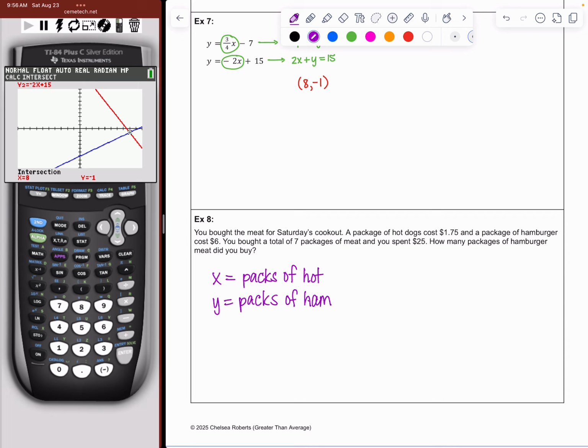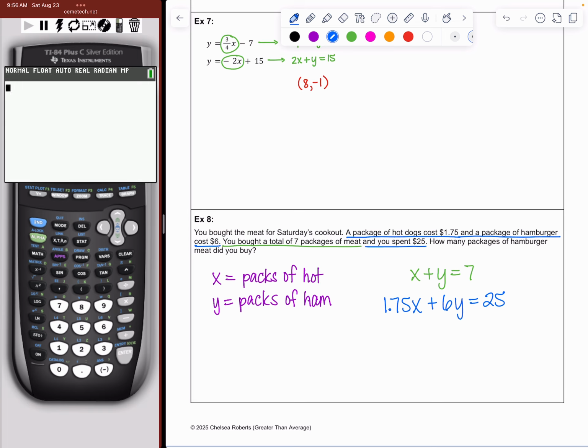It says in the problem that you bought 7 packages of meat. So X plus Y is equal to 7. The other part says a package of hot dogs costs $1.75 and a package of hamburger costs $6, and you spent $25. So that's $1.75 per hot dog pack plus $6 per hamburger pack, equal to $25 total.